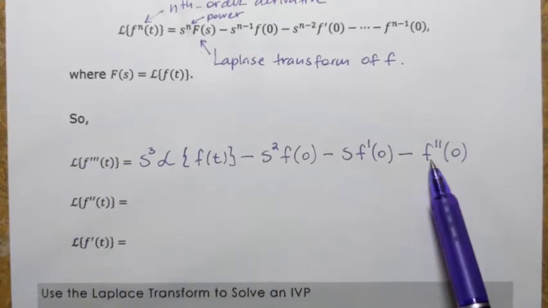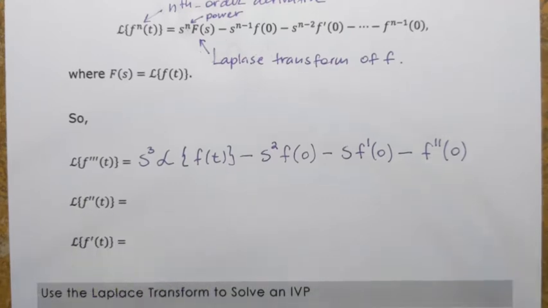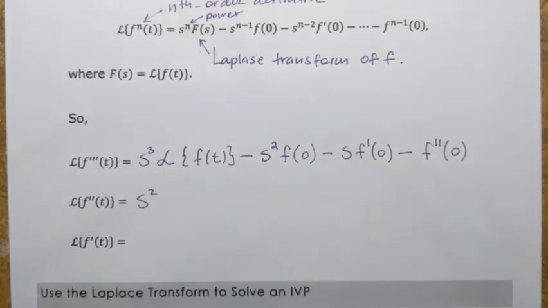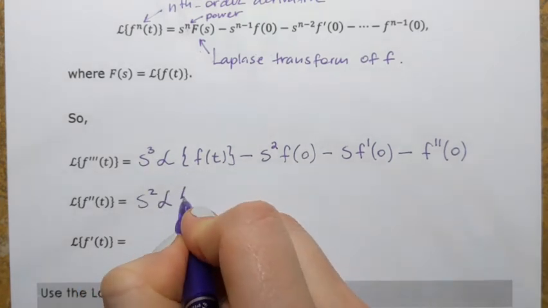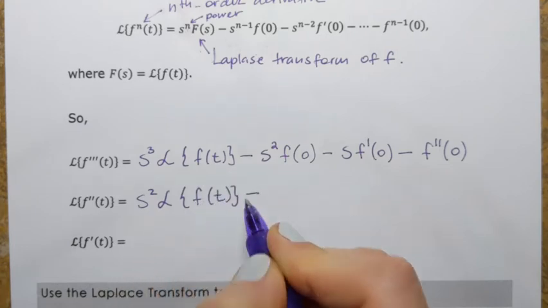Of course, this is all written in general form. How about Laplace transform of the second derivative? Well, we start with s raised to the second power. That should match the order, right? Then times Laplace transform of the function f, that's always in the first term.